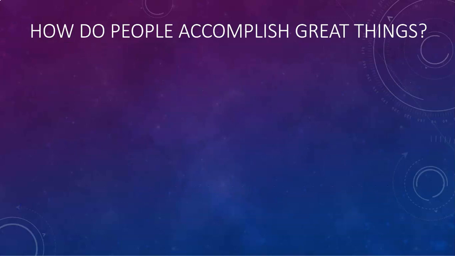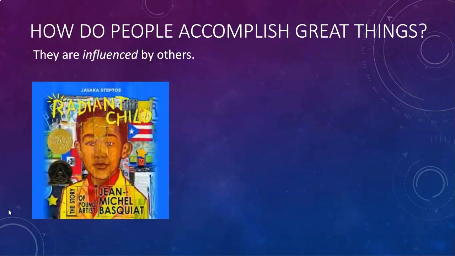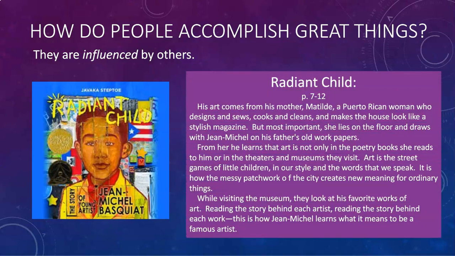As we think about this first example, I want to ask you guys, how do people accomplish great things? Think about all of the famous people you may have read about, and how do they accomplish the great things that they have? The answer might surprise you, but the answer is that they are influenced by others. They are influenced to do those great things. And so our first example comes from The Radiant Child, the story of young artist Jean-Michel Basquiat. I hope I said that correctly. And we're looking at text from pages 7 through 12.